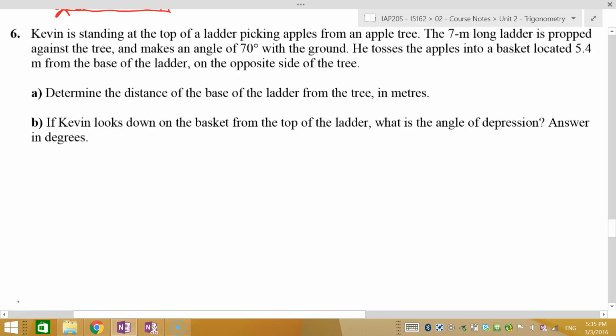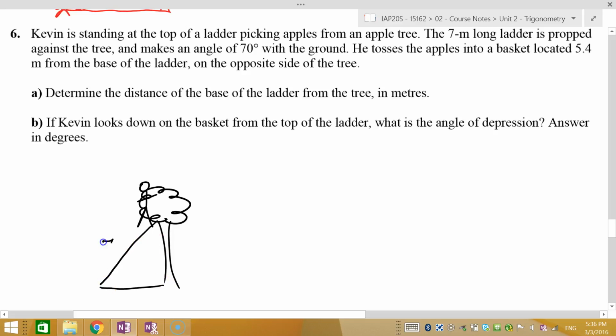And yet another question without a diagram, so we need to draw one ourselves. We'll start by reading the question. Kevin is standing at the top of a ladder picking apples from an apple tree. So we have an apple tree, and Kevin is standing at the top of a ladder that's propped up against it. He's up in the tree on the ladder.